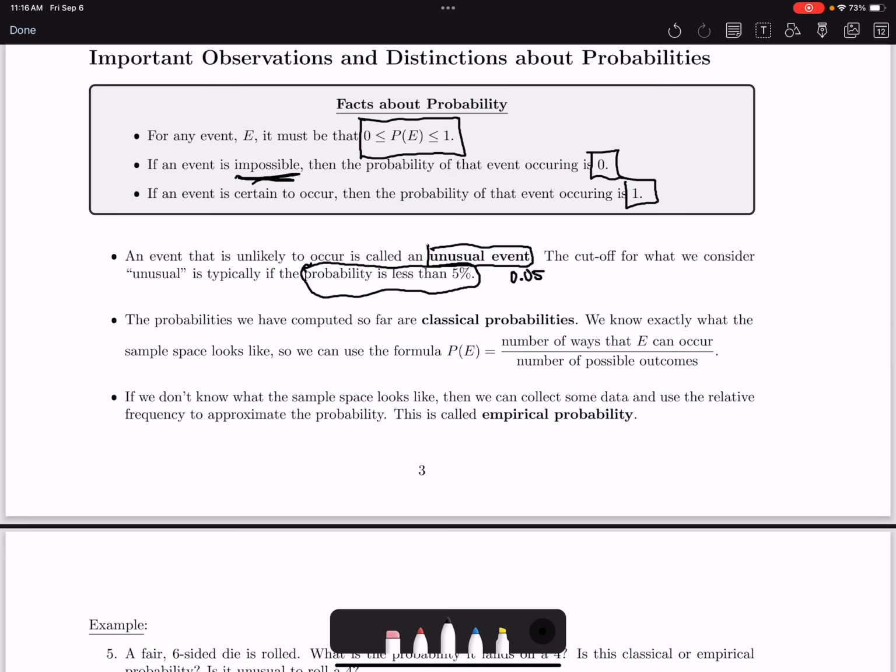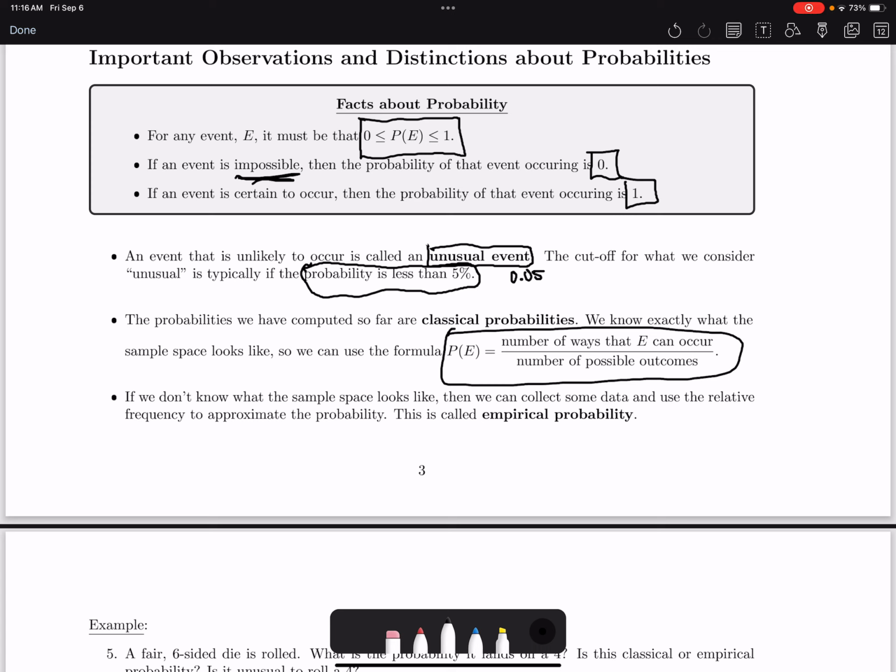Another definition that we should go over is classical versus empirical probability. The probabilities we've been computing so far are called classical probabilities. With classical probabilities, we know exactly what the sample space looks like, and so we can use this formula that we talked about on the first page. But we don't always know what the sample space looks like, and I'll give you some examples of this. Sometimes it's just really complicated to know what the sample space looks like. And in that case, what we would have to do is just run some experiments.